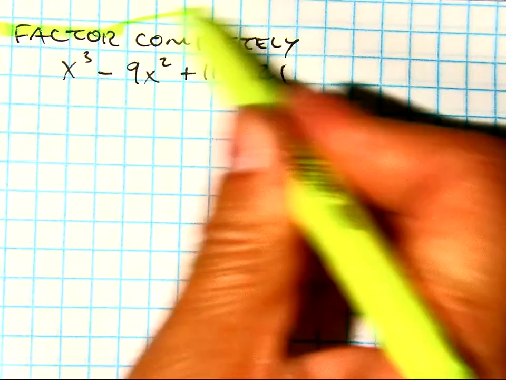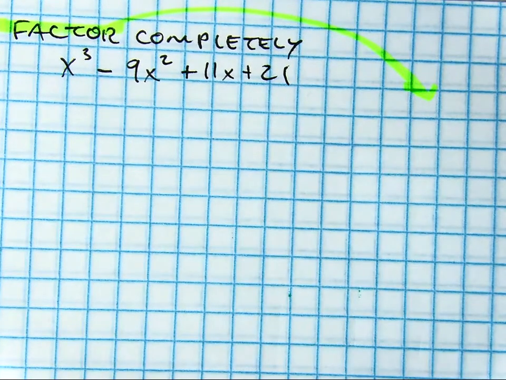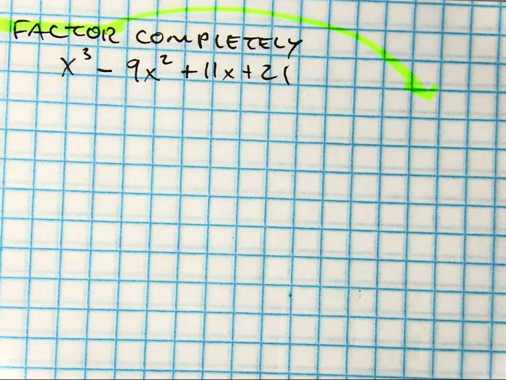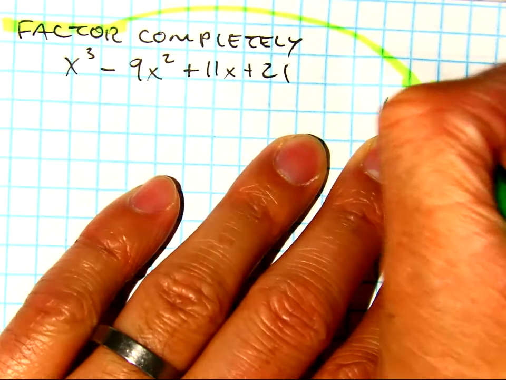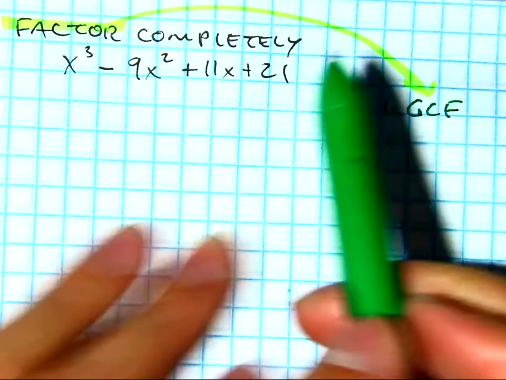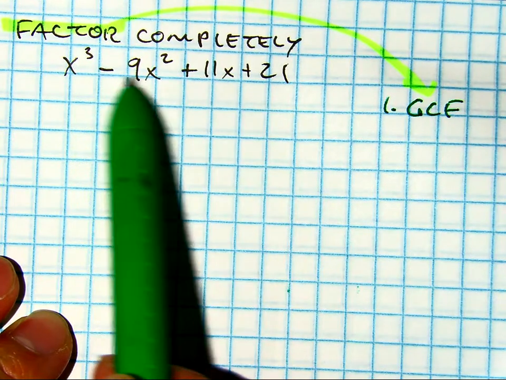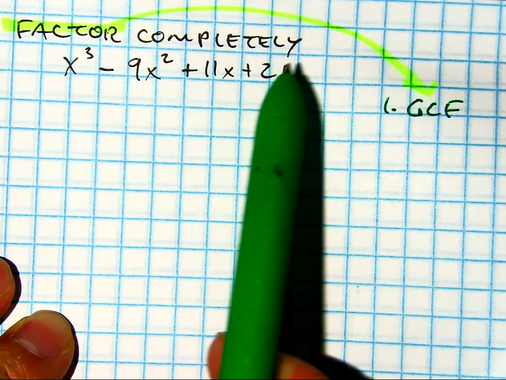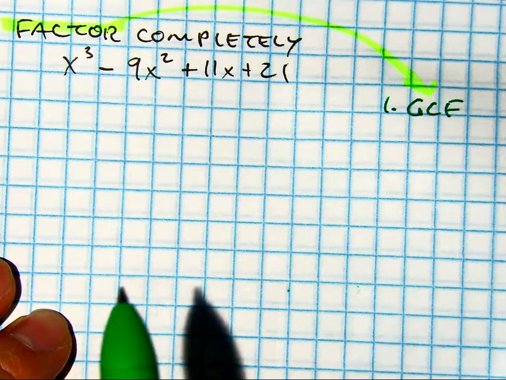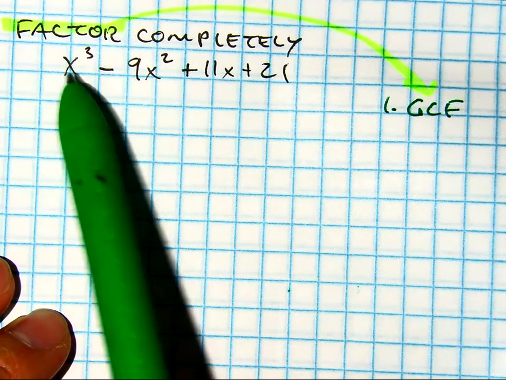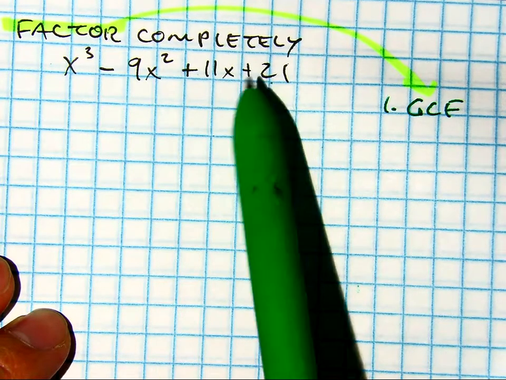First thing we should do is, class, is there a greatest common factor? Notice the first three terms have an x, but this last one does not, so we do not have a greatest common factor of an x. Notice I have 1, 9, 11, and 21. They have no common factors. So in this problem, I can't use the GCF.